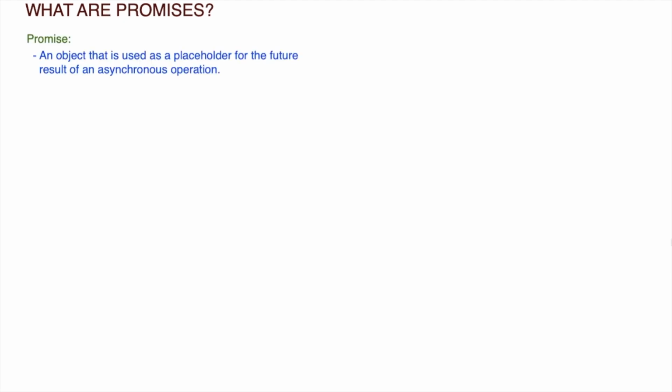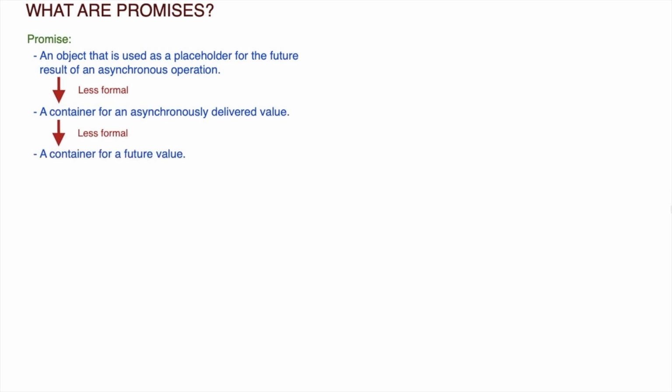Well, let's find out. The formal definition of a promise is that it's an object that is used basically as a placeholder for the future result of an asynchronous operation. We can also say that a promise is like a container for an asynchronously delivered value, or even less formal, a promise is a container for a future value. That's the most straightforward definition of what a promise is. The perfect example of a future value is the response coming from an AJAX call. When we start the AJAX call, there's no value yet, but we know that there will be some value in the future, and so we can use a promise to handle this future value. And this will really make sense when we go back to code.